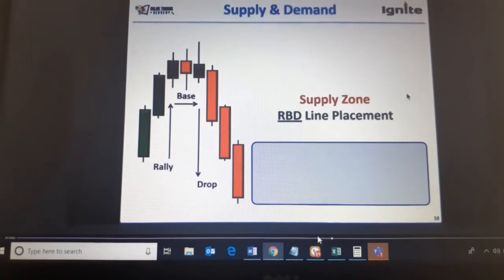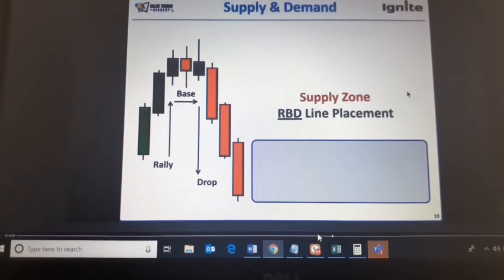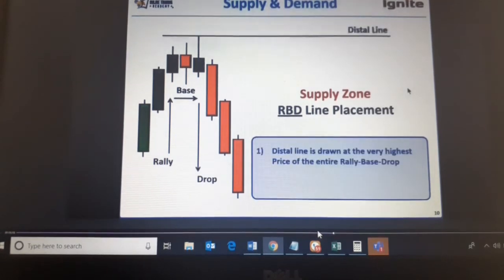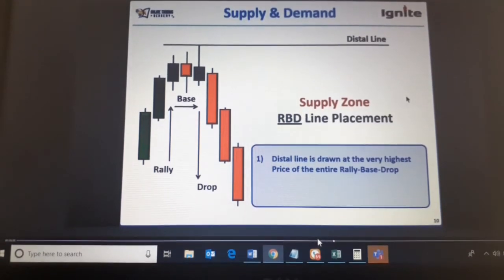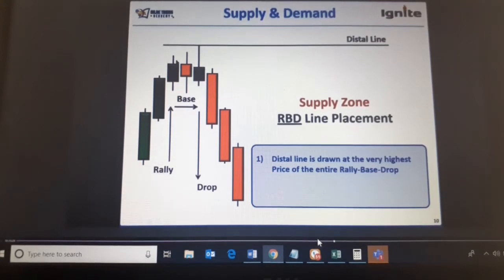Now this is your rally base drop. So rally base drop is a reversal pattern or a continuation pattern? It's a reversal pattern. So in the reversal pattern of demand zone, we did not ignore the leg in. So here also we will not ignore the leg in case of a reversal pattern. Okay, so the distal line is drawn at the very highest price of the entire rally base drop.